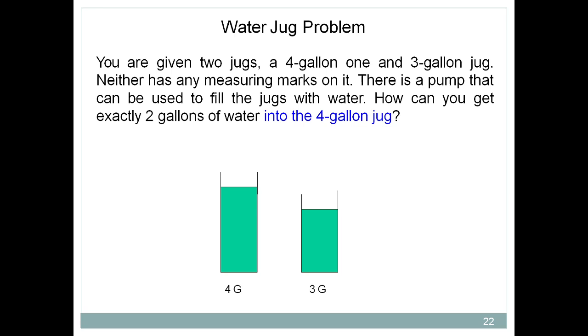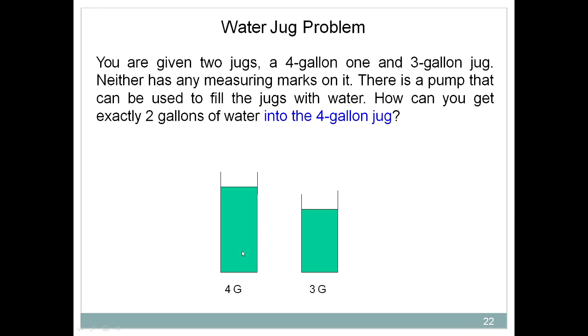So here you have been given two jugs. One is a 4 gallon jug and the second one is a 3 gallon jug, and neither has any measuring marks on it. There are no marks showing 1 liter, 2 liter, or 3 liter. And there is a pump, a water tap, that can be used to fill the jugs with water. So the problem is: how can you get exactly 2 gallons of water in the 4 gallon jug?